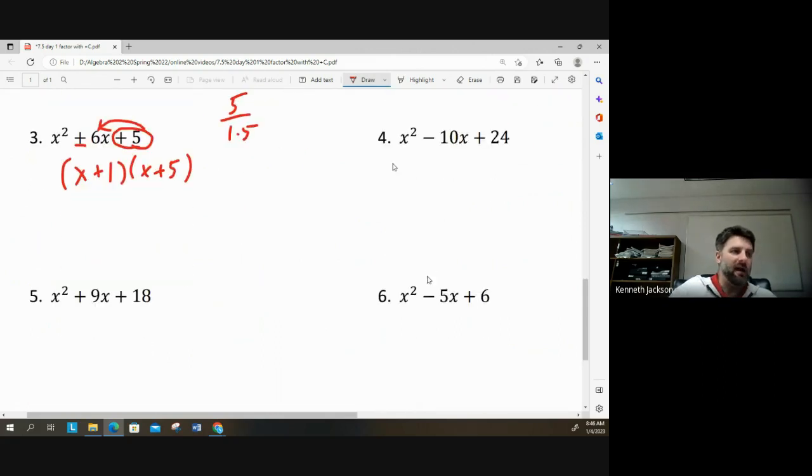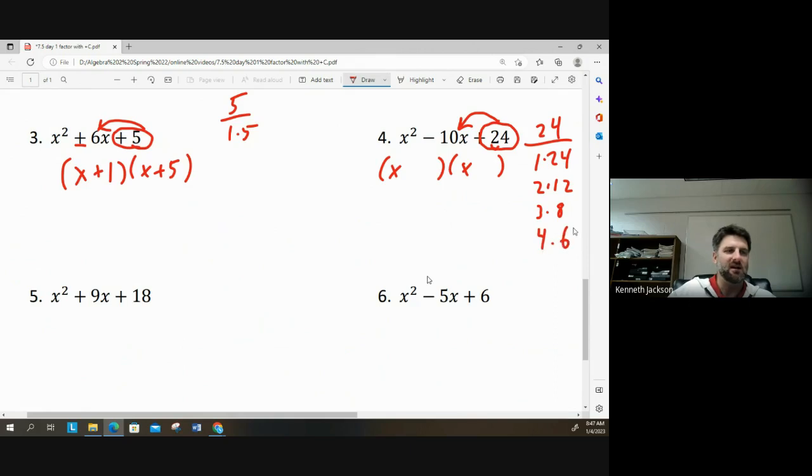On number 4, x and x will get me x squared. I'm looking for numbers that multiply to 24 and add to 10. Numbers that multiply to 24. 1 times 24, 2 times 12, 3 times 8, 4 times 6. All of these multiply to 24. Only one of these combinations will add to 10. Well, that would be 4 and 6. Minus 4 and minus 6.